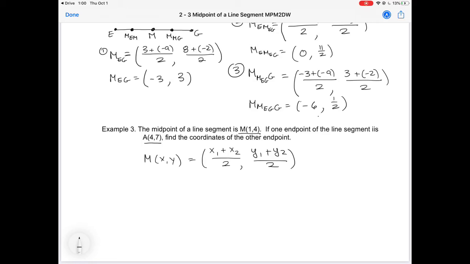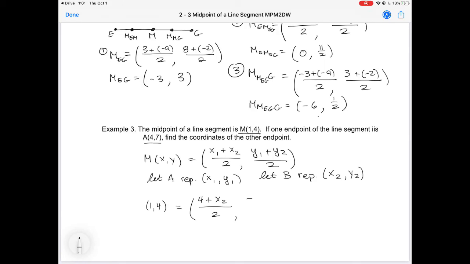The next thing that I'm going to do is I'm going to let A represent x1, y1, and I'm going to let B represent x2, y2. My midpoint I already have, so now I'm going to make a substitution on the left-hand side for my midpoint. I'm going to put in the values that I know for A, and I'm going to leave B alone as my other endpoint.